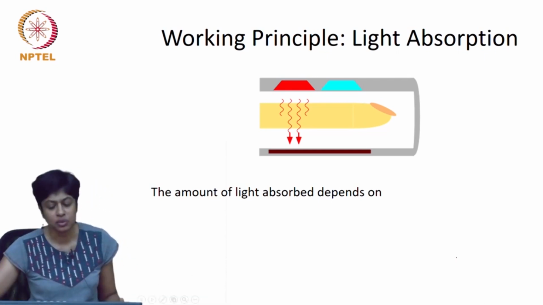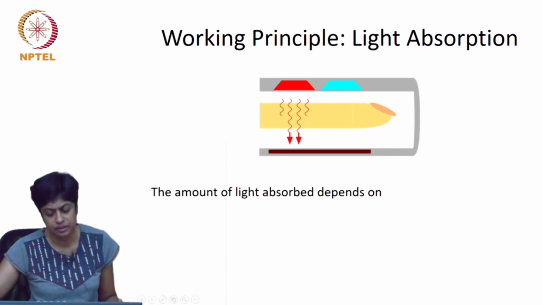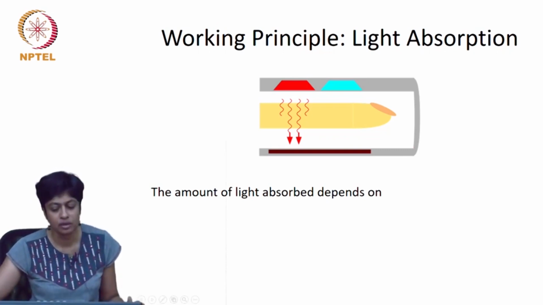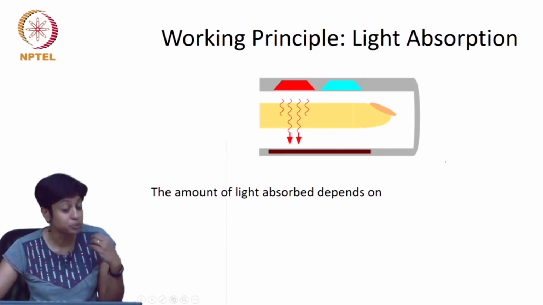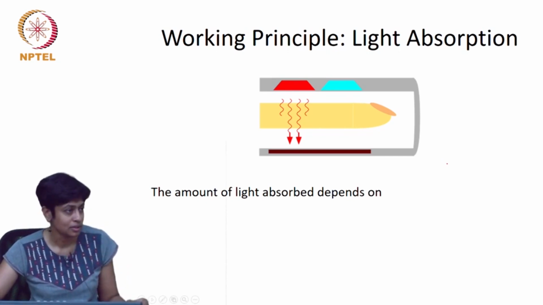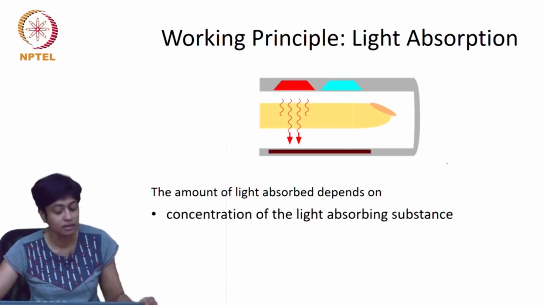So the outer case of this device that you clip on to the finger is shown here, and there are two sources of light, and you can see that light will travel through the finger and reach the detector on the other side. Now somehow you are going to use absorption to tell you how much oxygen is there, or how much oxygenated hemoglobin there is.